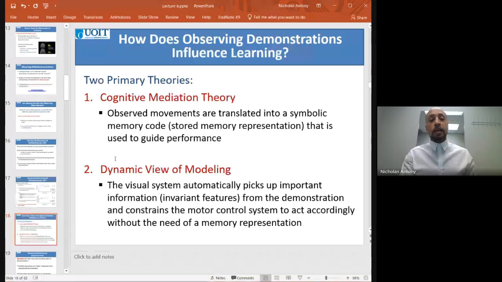The other theory is based on mirror neurons, that when you observe a demonstration, your motor areas are automatically constrained to match those invariant features. So it's less of a memory issue and more of a constricting of the body's movement patterns to match what was observed in the demonstration. Now, in real life, it's probably both, right? They're just theories as to what potentially could be happening.